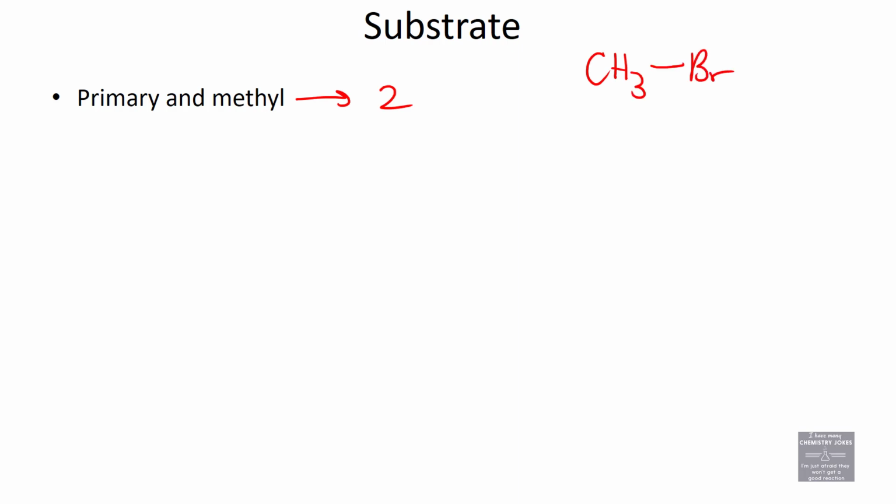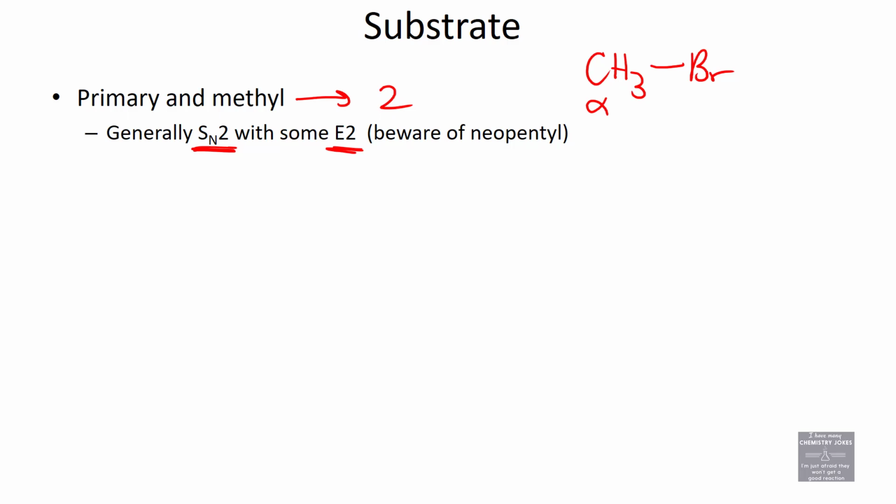So first and foremost, the very top thing to consider is the substrate, the type of substrate you have. If you have an uncrowded substrate, like primary and methyl, that's generally going to make you lean toward a two-path. But can a methyl alkyl halide undergo E2? No. There's only an alpha carbon. There is no beta. So in fact, this primary methyl substrate generally does SN2, but E2 is possible if you're not methyl.